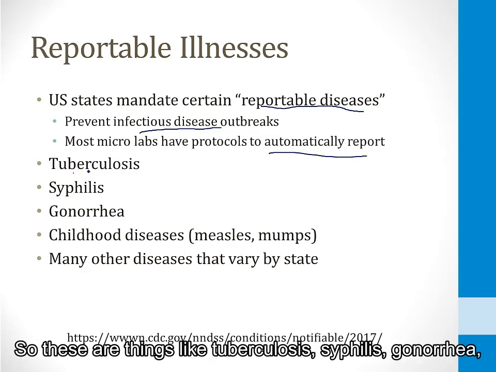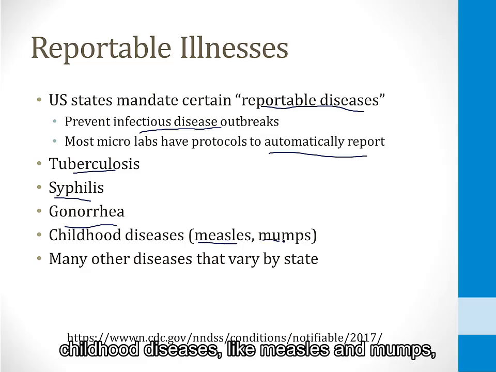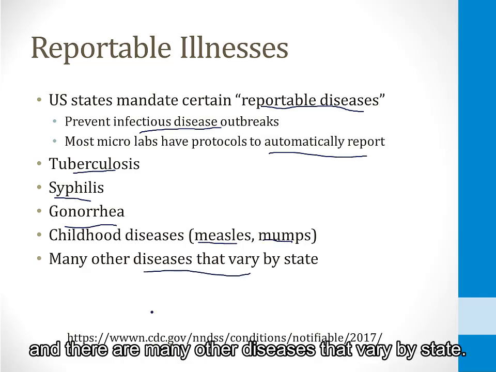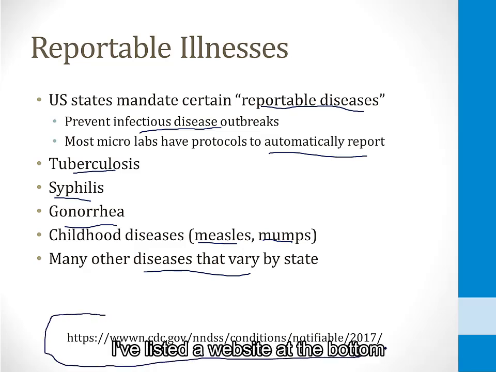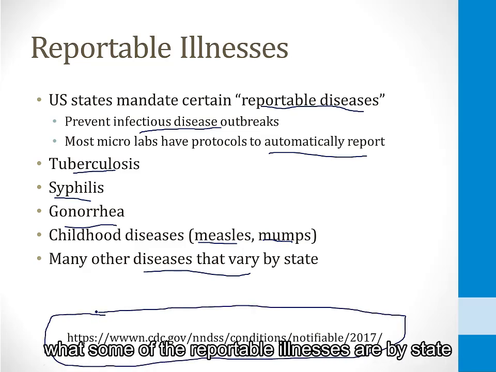So these are things like tuberculosis, syphilis, gonorrhea, childhood diseases like measles and mumps, and there are many other diseases that vary by state. I've listed a website at the bottom of the screen where you can look up what some of the reportable illnesses are by state in the U.S.